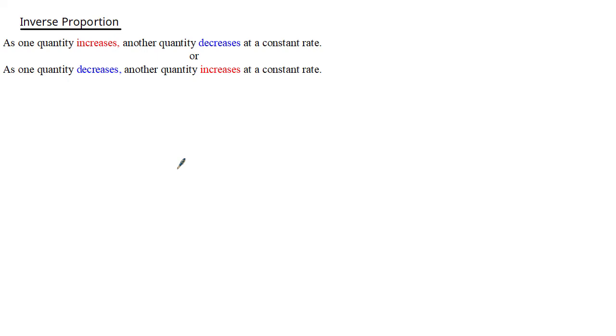Hi guys, and welcome to this tutorial where I'll be introducing the concept of inverse proportion, and we'll be looking at several problems using formulas. So what is inverse proportion?